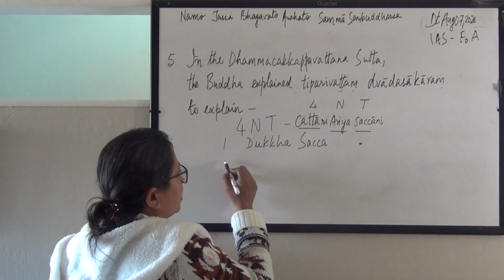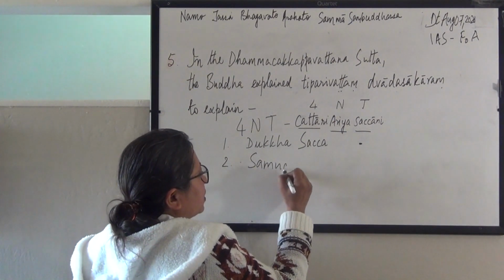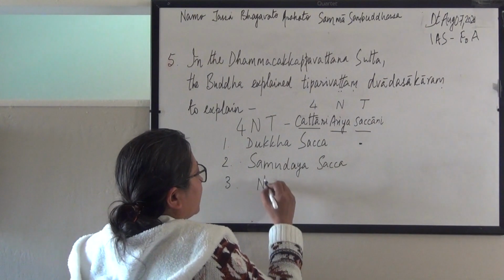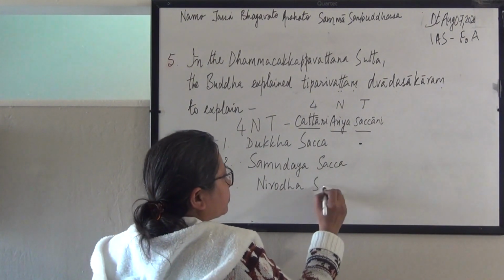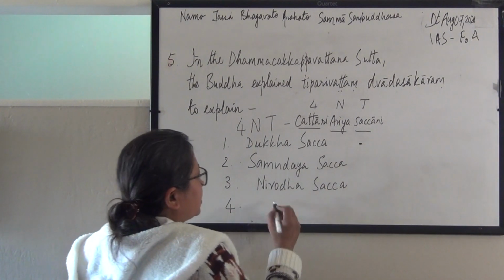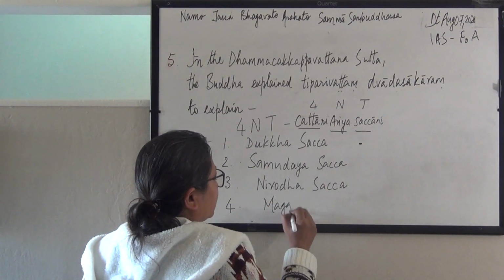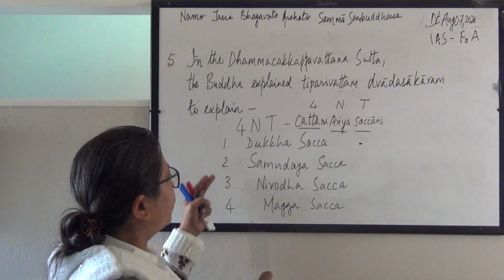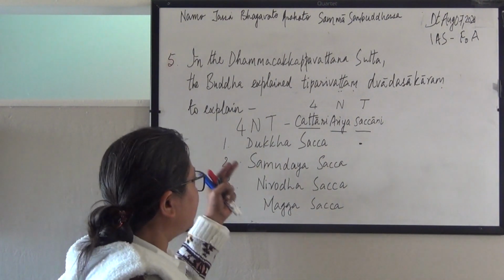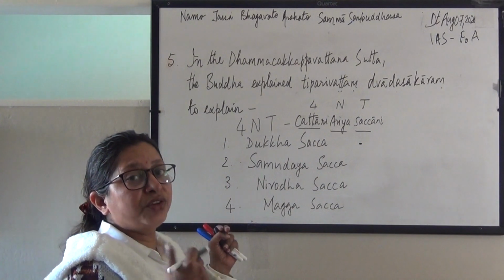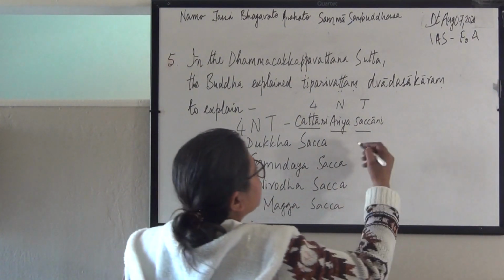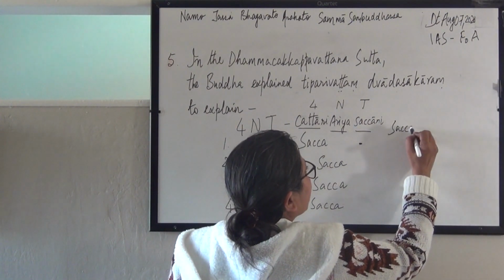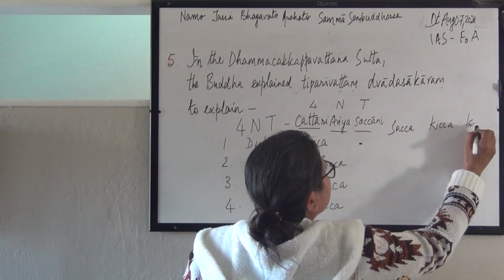One is Dukkha Satya, second is Samudaya Satya, third is Nirodha Satya, and fourth is Magga Satya. So we have these Four Noble Truths here, and the Buddha explained each of these Four Noble Truths in three ways. Which three ways? One is Satya, then Kiccha, and Katam.